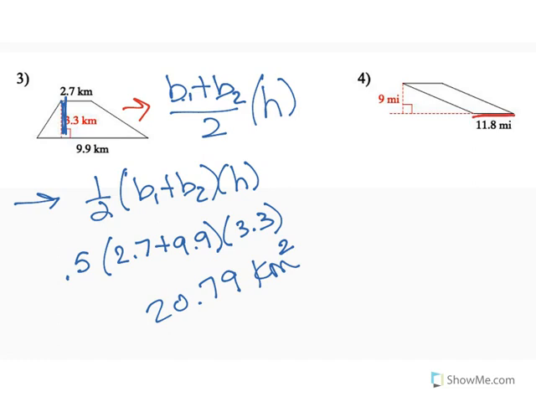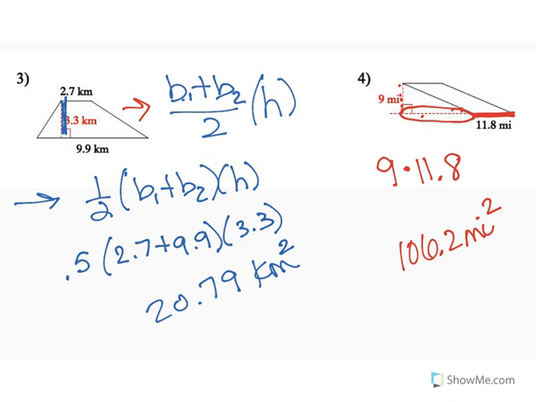Notice that our base is the side of the parallelogram over here, and our height is way over here. This little piece right here means nothing to us. We don't have to figure out what that length is. We're just going to do our height times our base, or base times our height, doesn't matter because we're multiplying, and we get 106.2 miles squared. If you think about it in miles, that's a humongous parallelogram.